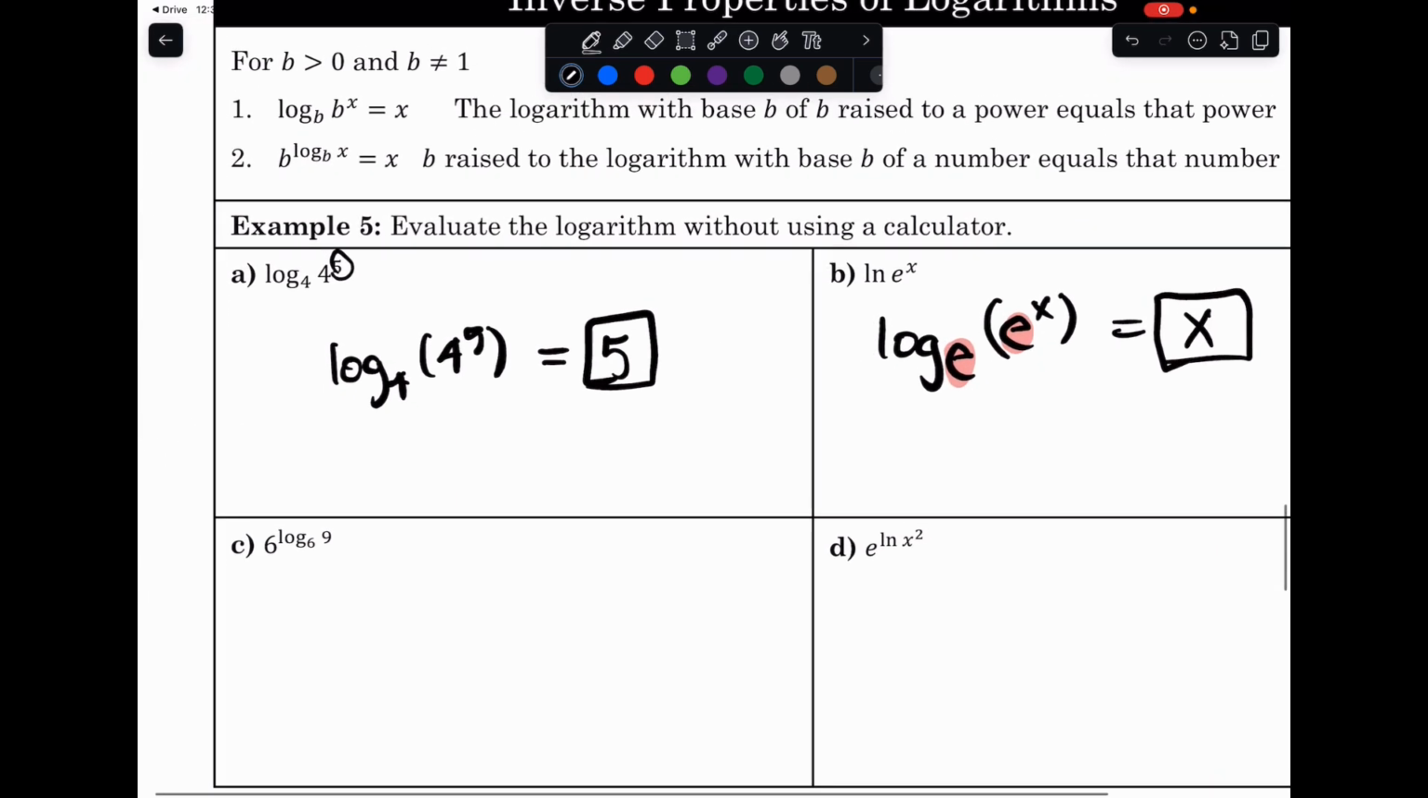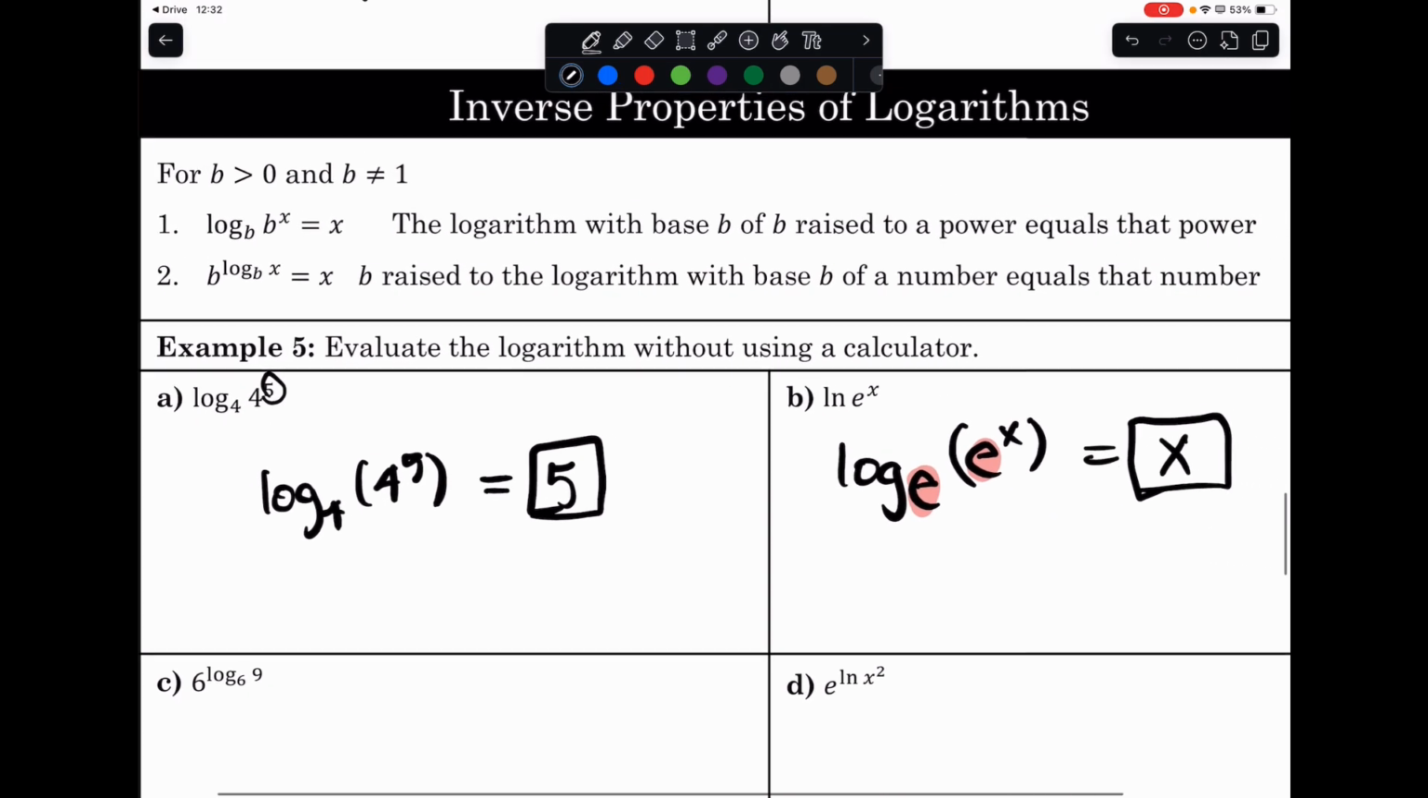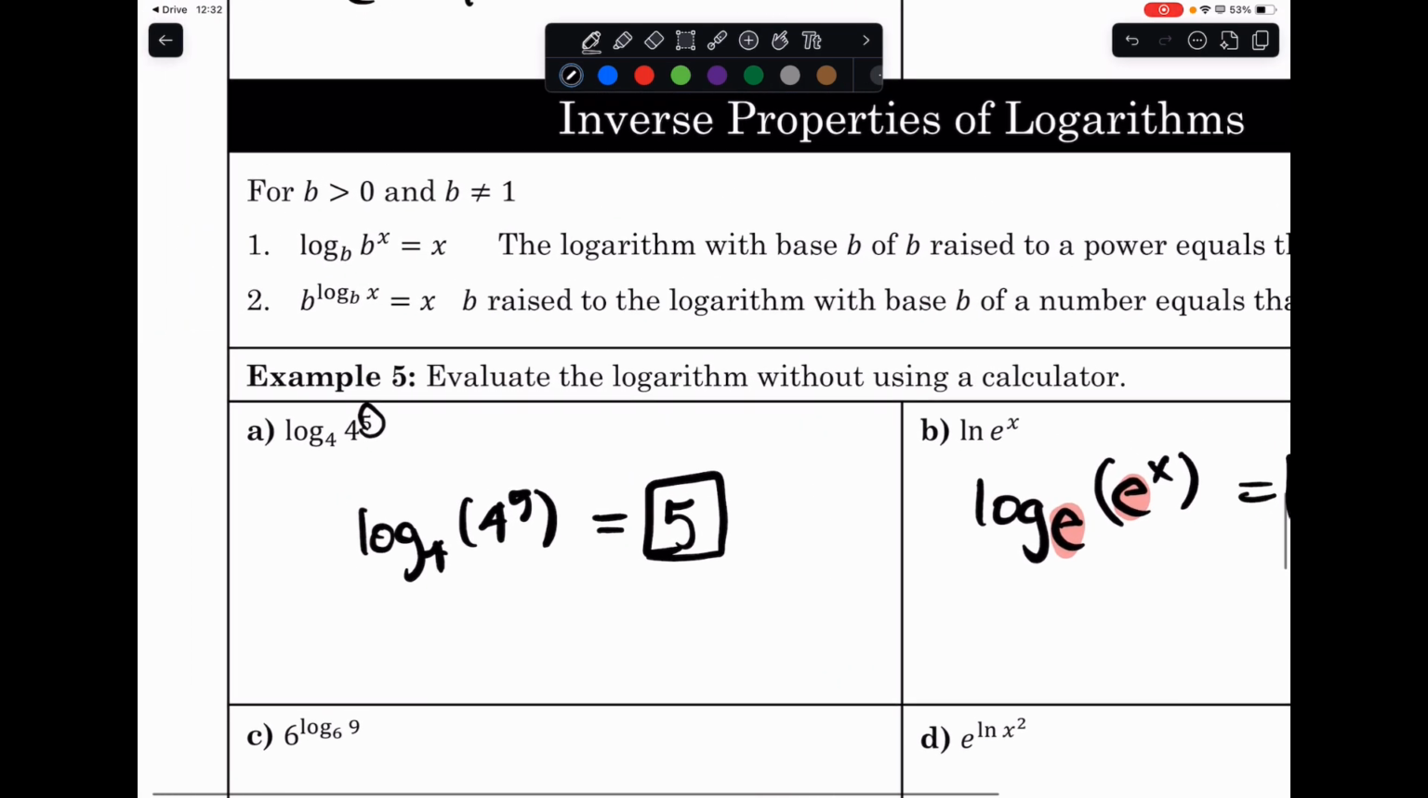And the last property is this property right here, that if b is raised to the log with base b of a number, it equals that number, so they're going to cancel themselves out as well. So this, let me get my highlighter instead, this and this is going to cancel itself out as long as the base of this exponent and the base of this log, which is in the exponent, match up. Then they essentially cancel each other out, and the only thing that is left is this value of x. So this x is the answer.